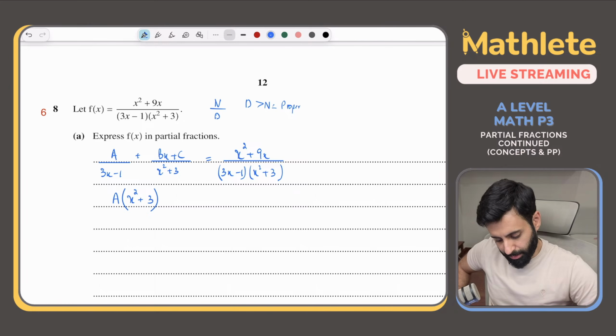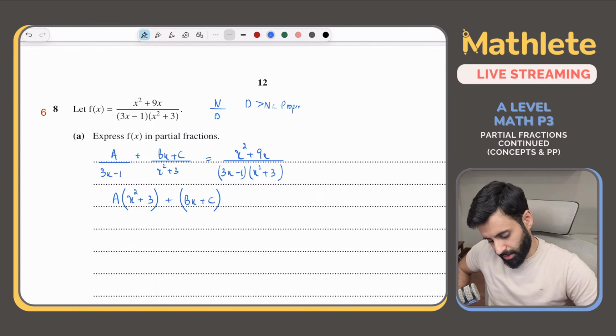So a gets multiplied by x squared plus 3 and bx plus c gets multiplied by 3x minus 1.